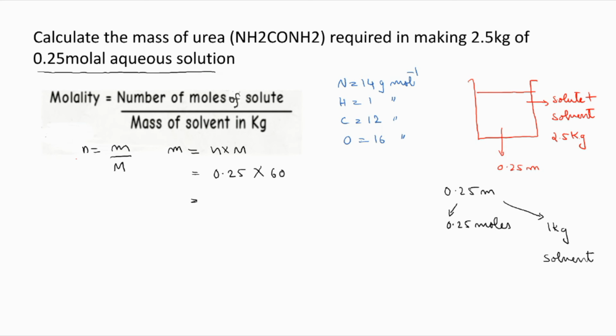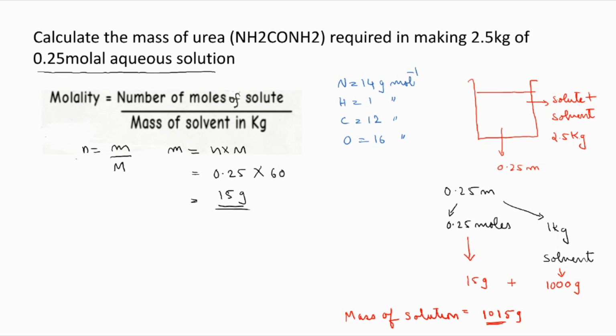That will be equal to 15 gram. Now we have the mass of the solvent, which is equal to 1 kg or 1000 gram. Now we have the mass of urea, the solute, which is equal to 15 gram. So if you add the mass of the solute as well as the solvent, you will get the mass of the solution, which is equal to 1015 gram. Correct? This will be the mass of the solution.